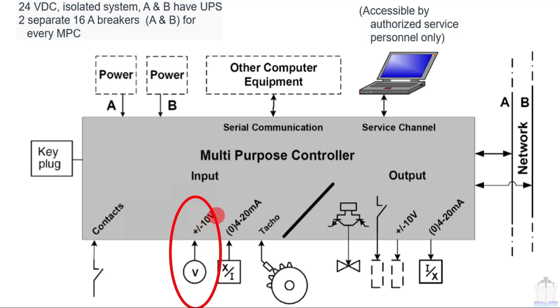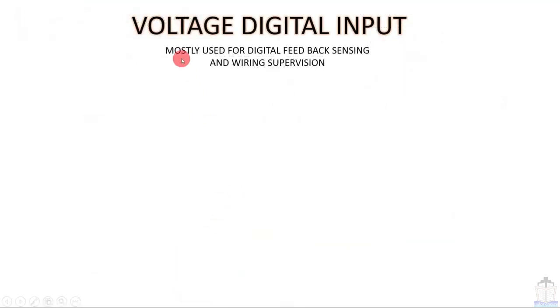So these are called either fast digital input or voltage input. We have already discussed the fast digital input. Now here we will see the voltage digital input. Both are the same. Now we can see over here, it is mostly used for digital feedback sensing and wiring supervision.